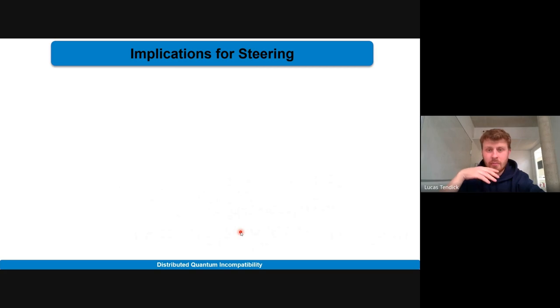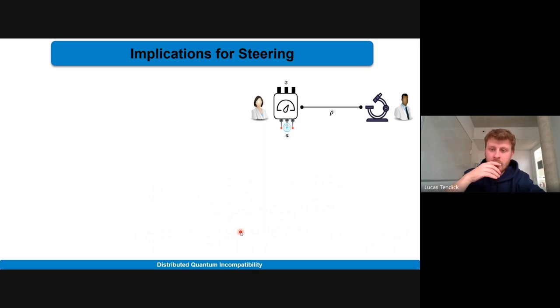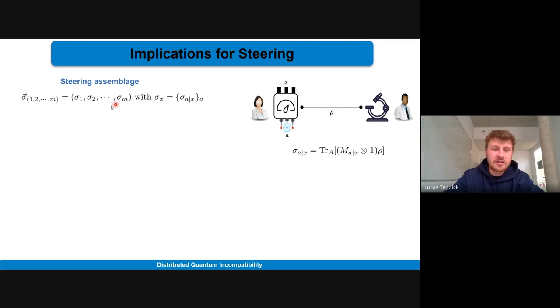Now I wanted to talk in the very beginning already about steering, and it's finally time for that. So in steering, we have this scenario where Alice has a black box, Bob has perfect control over his measurement device, and we are looking at these conditional states, sigma, after Alice measured with her POVM and traced out, where sigma is conditioned on X, and we have the outcome A. And all the information about the steering scenario is in the set of these sigmas. So we can look at the steering assemblage, which here I just write as an ordered list of these sigma_X.